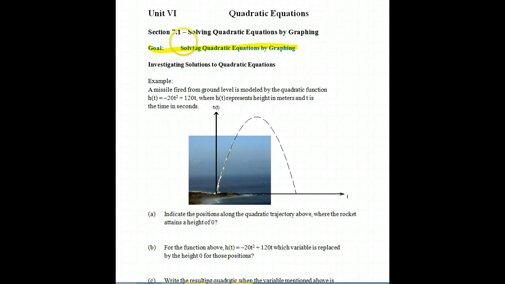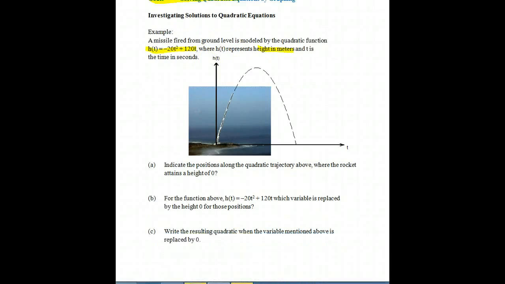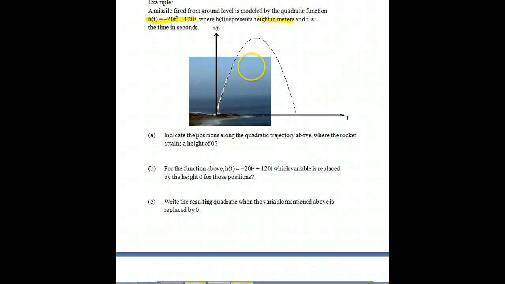And we'll work through a previous example that we had ended chapter 6 with. In the example, a missile is fired from ground level, and it's modeled by the quadratic function here, where h(t) represents the height in meters, and t represents time in seconds. And what we're asked, first question, indicate the position along the path, the trajectory, above where the rocket gains a height of 0.